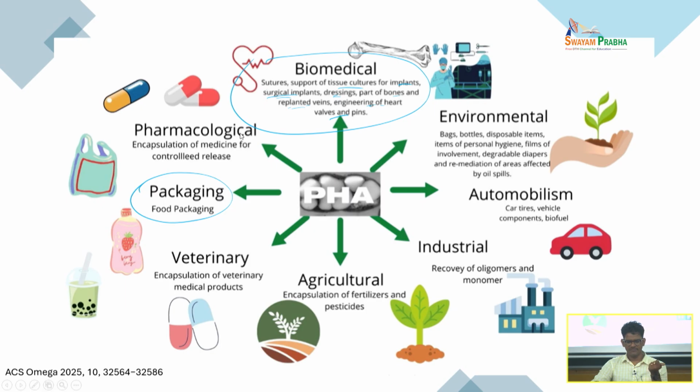In the pharmacological field, there is encapsulation of medicine for controlled release and drug delivery. In veterinary also, similarly, capsules are formed through PHA. Agriculture and industrial uses are also coming up. In terms of our plastic use: bags, bottles, disposable containers, personal hygiene products, degradable diapers, and even oils applications will come. So PHA has a lot of scope.